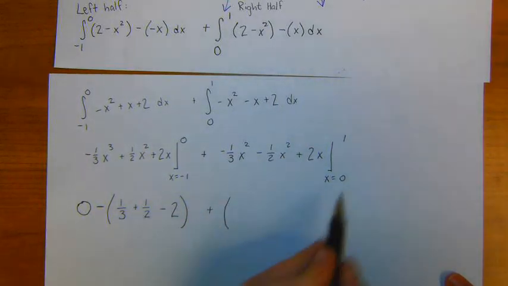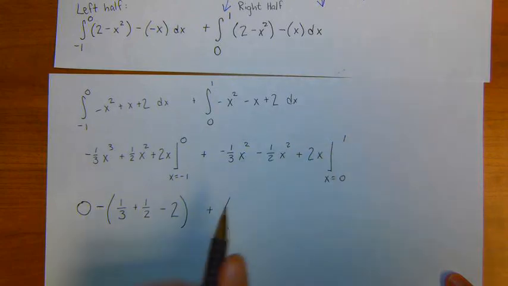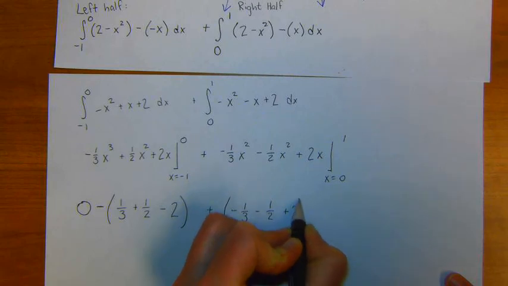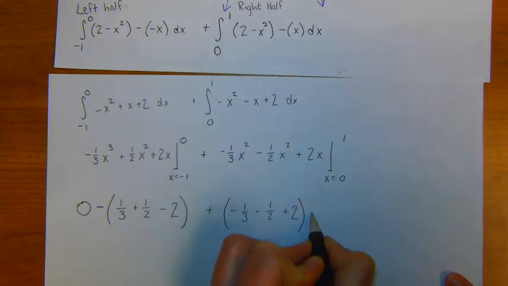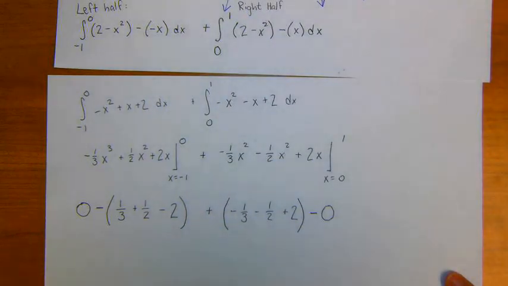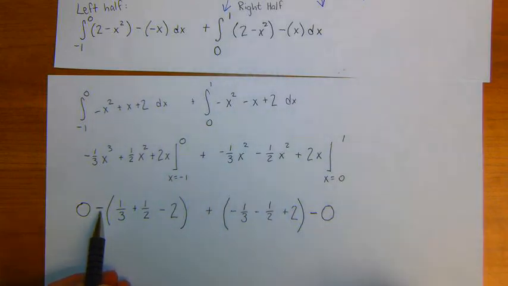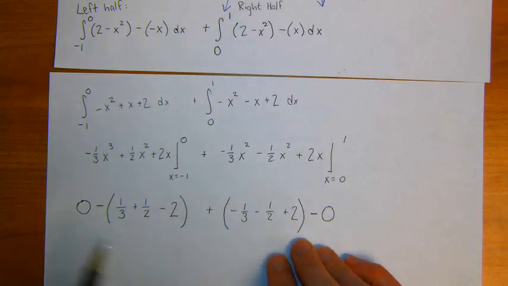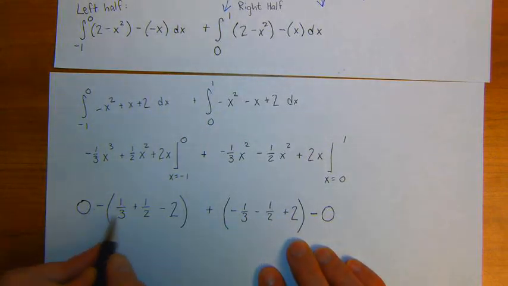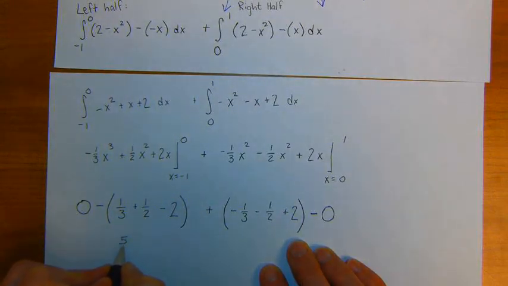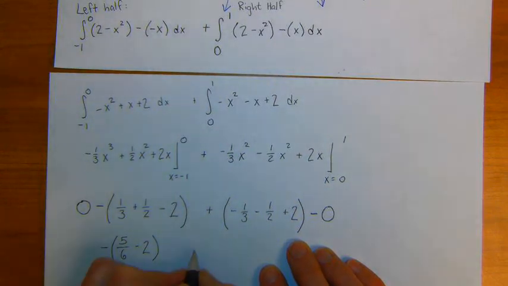Now I'm going to add on the evaluation of the second integral, plugging in the upper bound, which is 1. I get -1/3 minus 1/2 plus 2. And plugging in the lower bound, I get minus 0, because plugging in 0 for x gives me 0. So notice I get the same thing twice, that the negative of this value is the same thing as this value. Simplifying this, what's a third plus a half? That's 5/6 minus 2. I want the negative of that.